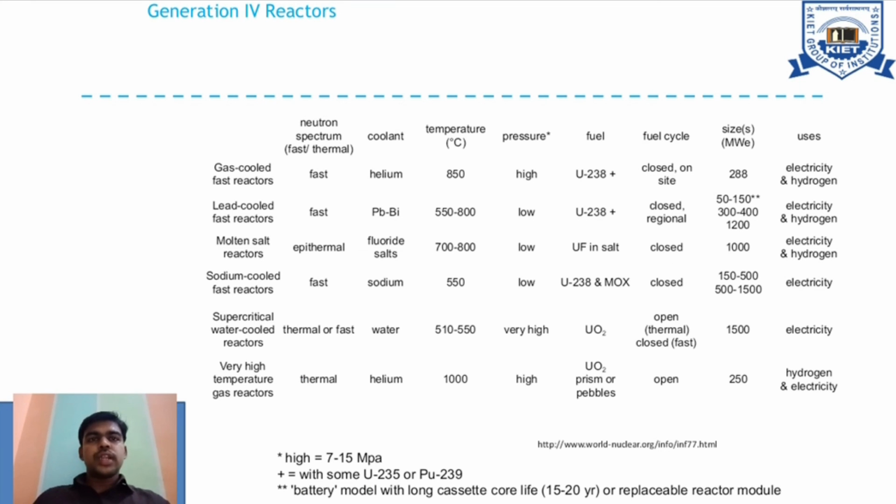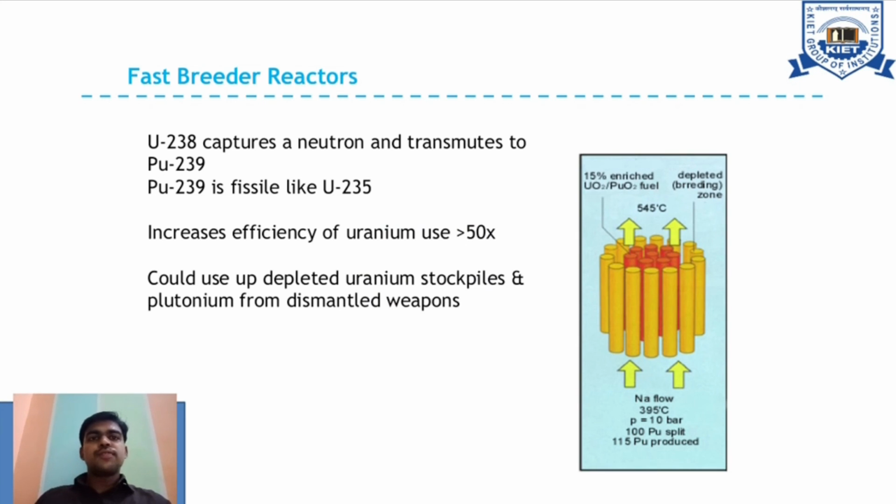Here comes the generation 4 reactors. In the fourth generation, there are various types of reactors working under this nuclear fission process. These are fast breeder reactors, where U-238 is converted to plutonium-239, which is fissile like U-235. At the same time, it should not deplete uranium stockpiles, because it could use up the depleted uranium stockpiles.